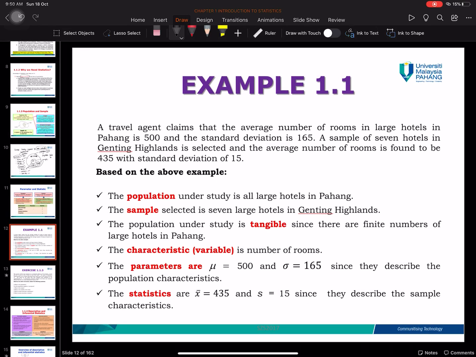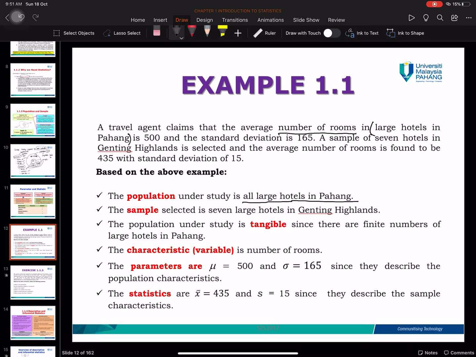So we have example 1.1 here. A travel agent claimed that the average number of rooms in large hotels in Pahang is 500 and the standard deviation is 165. A sample of 7 hotels in Genting Highlands is selected and the average number of rooms is found to be 435 and standard deviation of 15. First, what is the variable? The characteristic here we can define based on the average, the one that we calculate. So average of what? That's your variable. Here, number of rooms. The data is from large hotels in Pahang. So the population is all large hotels in Pahang.